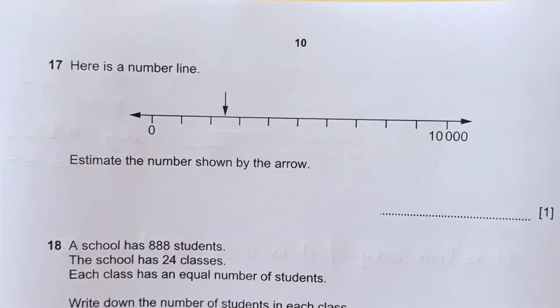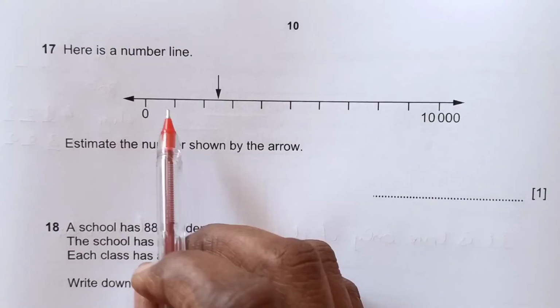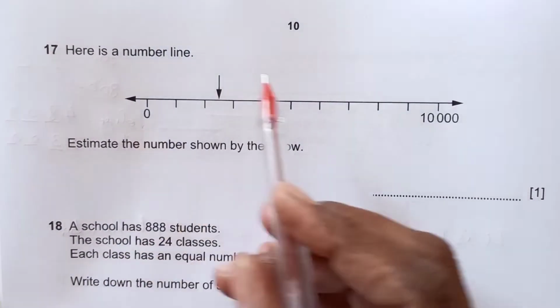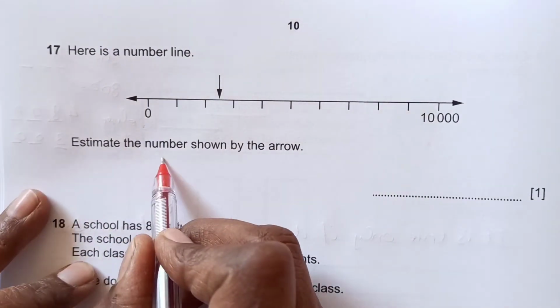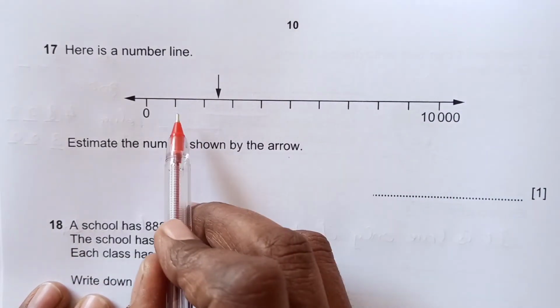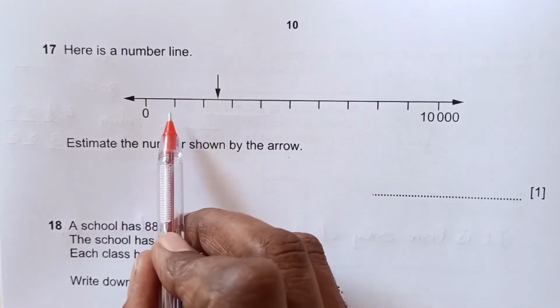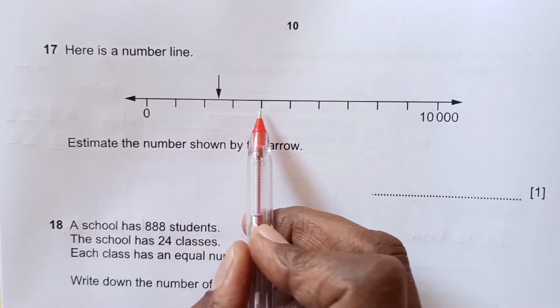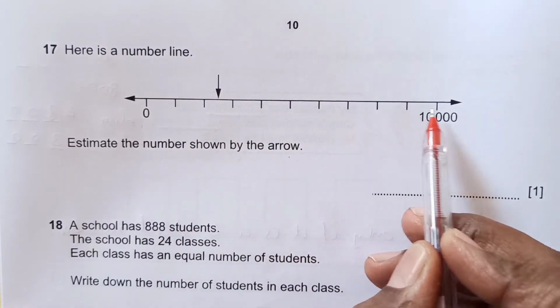Question 17. Here is a number line. We have 0 in the beginning and 10,000. Estimate the number shown below the arrow. So let's see what it is. Let's see how many sections we have here: 1, 2, 3, 4, 5, 6, 7, 8, 9 and 10.